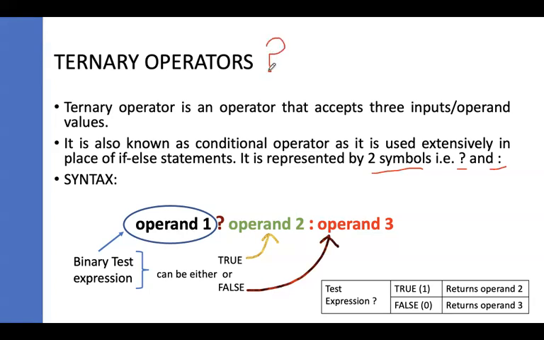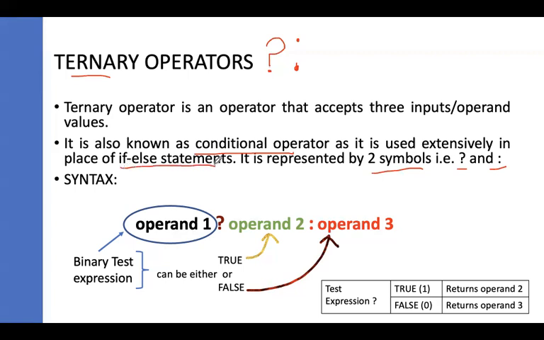First of all, we write the question mark followed by the colon. So this is the symbol of the ternary operator. The main purpose of using it is that it is also known as the conditional operator. Why conditional operator? Because it is used mostly in place of if else statements.